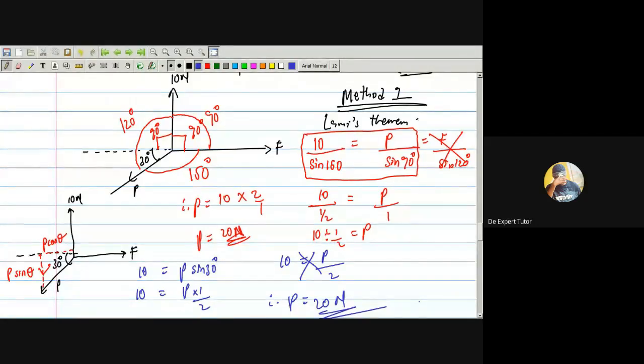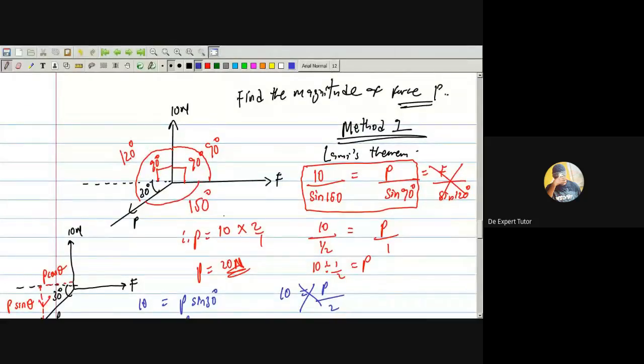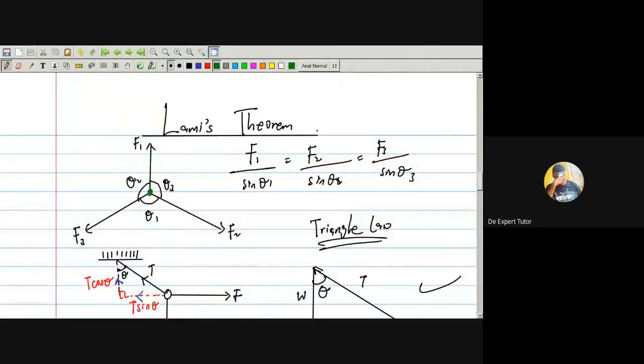Now, what do we call this type of forces? If you observe these forces, observe that all of them pass through this common point. Look at this thing in green, this thing I'm circling here. All of them pass through this common point. So what do we call the forces whose line of action pass through a common point?